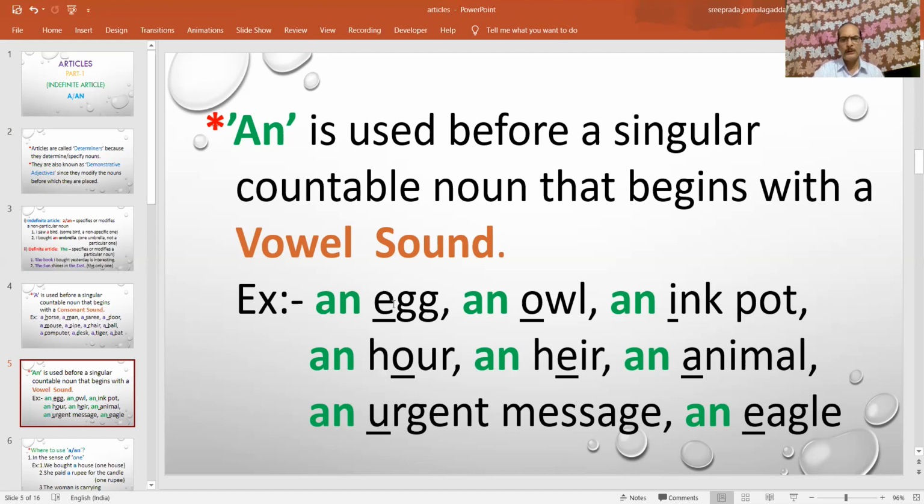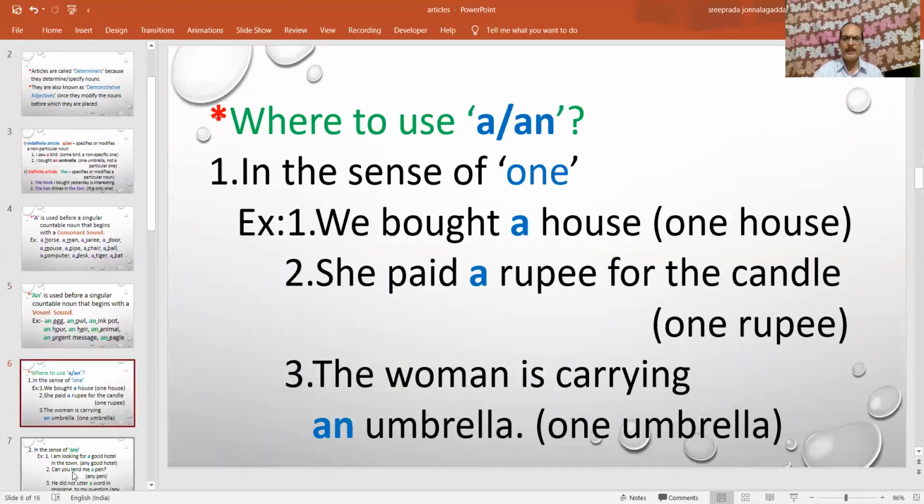In all these words, the first letter represents a vowel sound. That's why we have used "an." So what is the basic rule here? Whether it is "a" or "an," the indefinite article is used before a singular countable noun. "A" or "an" are never used before plural nouns. That is what we have to understand.